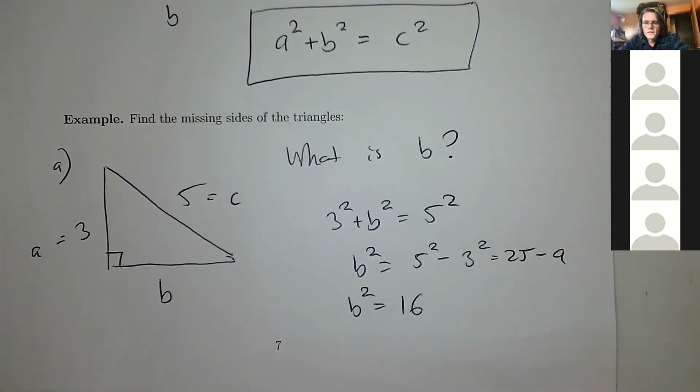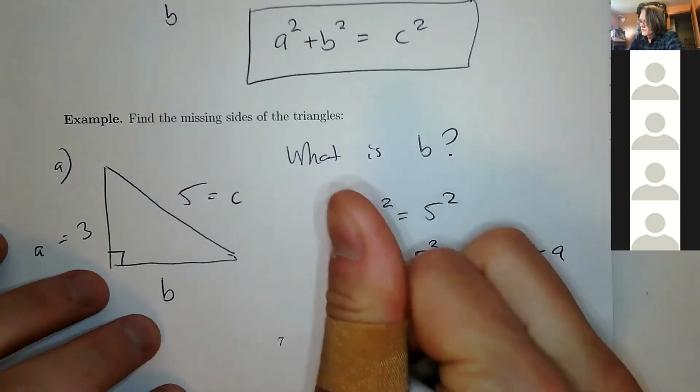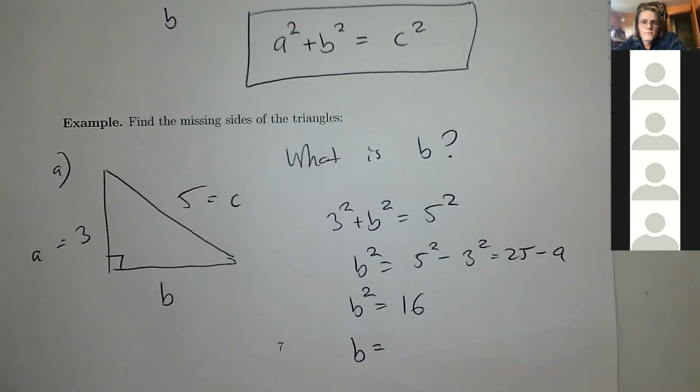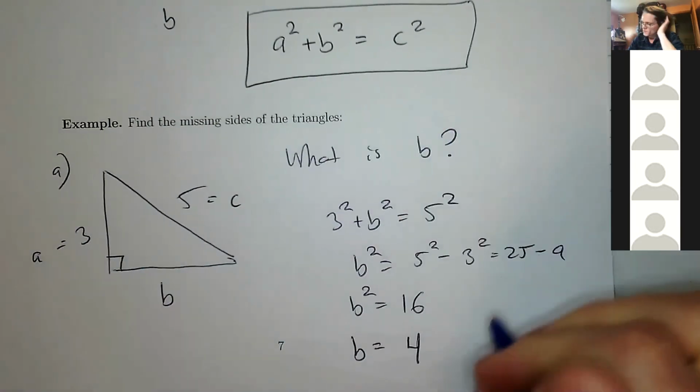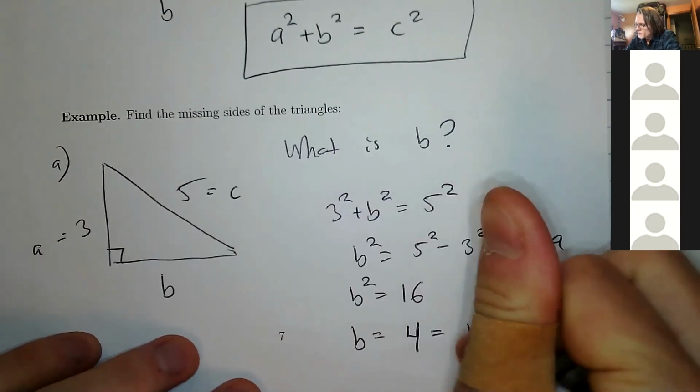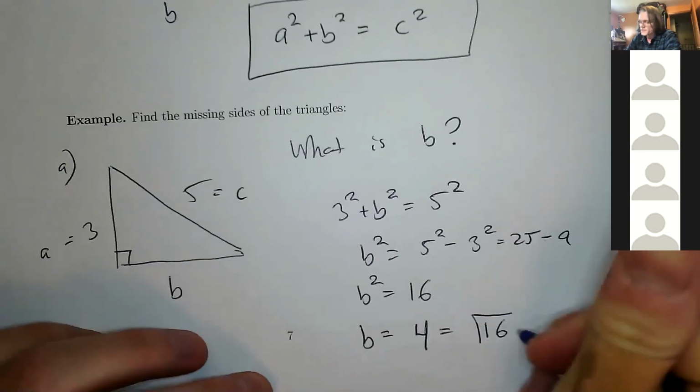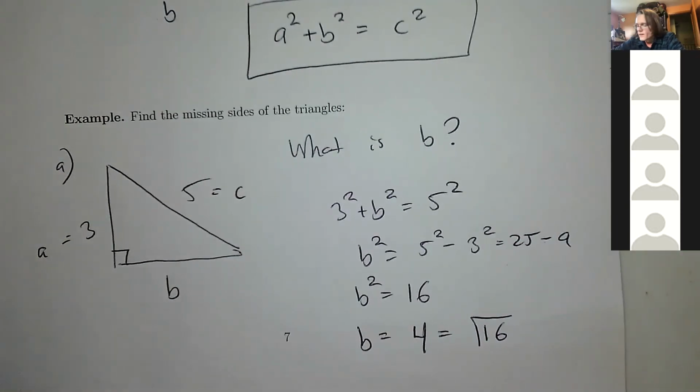What can B be? Any ideas? 4. All right, so what you do is you take the square root. It's going to be the square root of 16. Be careful when you do that.